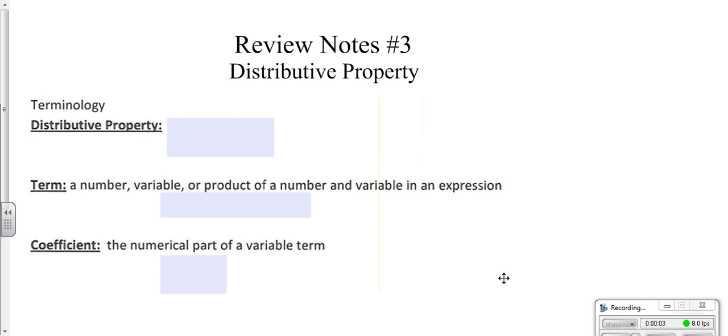This is the review notes number 3. We're going to focus on distributive property. The distributive property was mentioned briefly at the end of review 2, so we'll see that come back into our discussion. So distributive property, what does it mean?